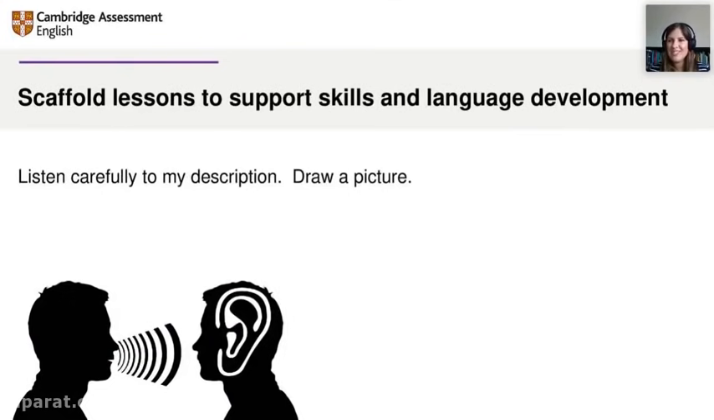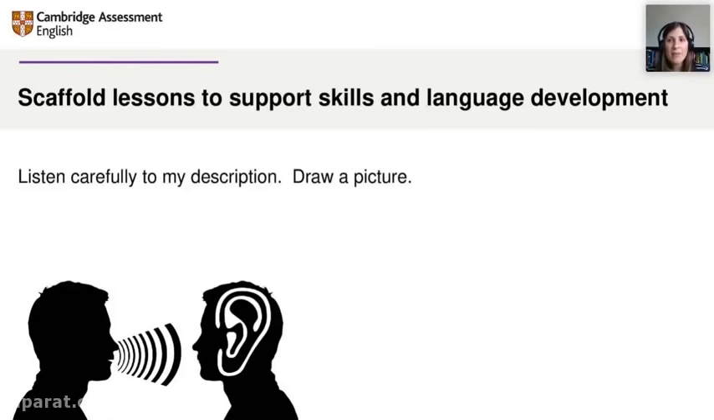Very, very important. This is just one activity that I have as a good idea for our speaking task. So please note that I've written instructions on my slide, and I also have an image there, again, to support students so that you can understand the instruction that I'm giving you. So my instruction is, listen carefully to my description and draw a picture. We're going to do this very quickly as a demo.